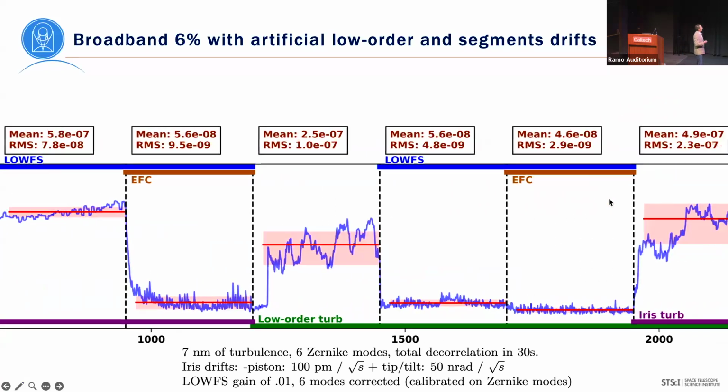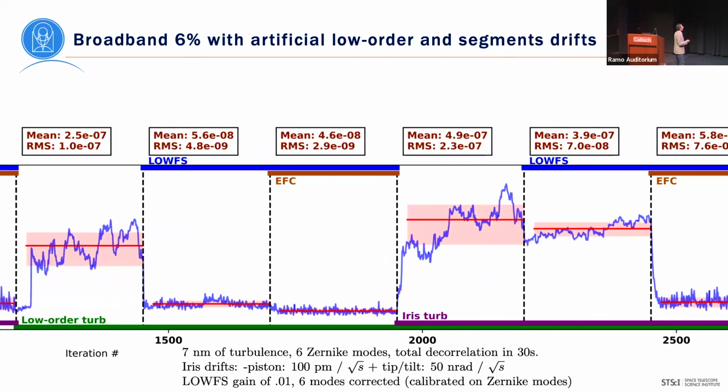And finally, if we do both loops, then we can get a little bit better, and that shows that the environment is being stabilized by the low-order sensing. The EFC works a little bit better when the low-order sensing is running at the same time.